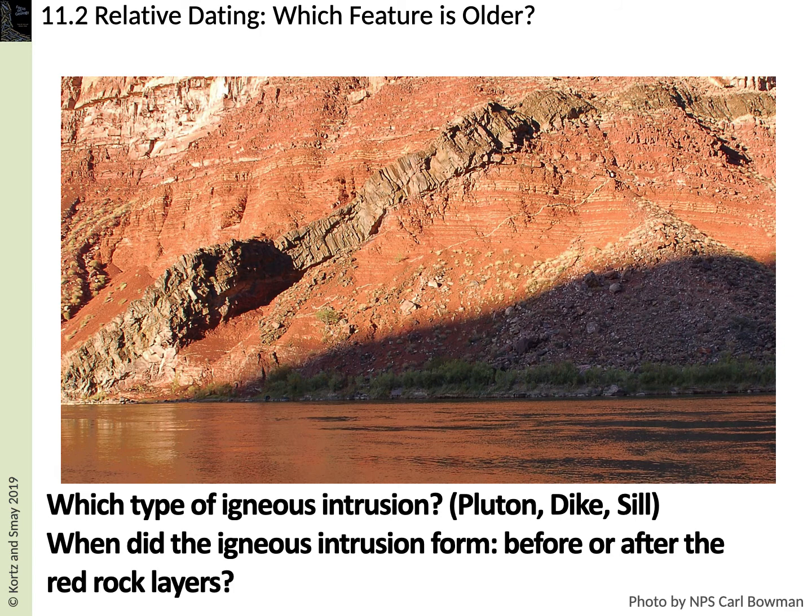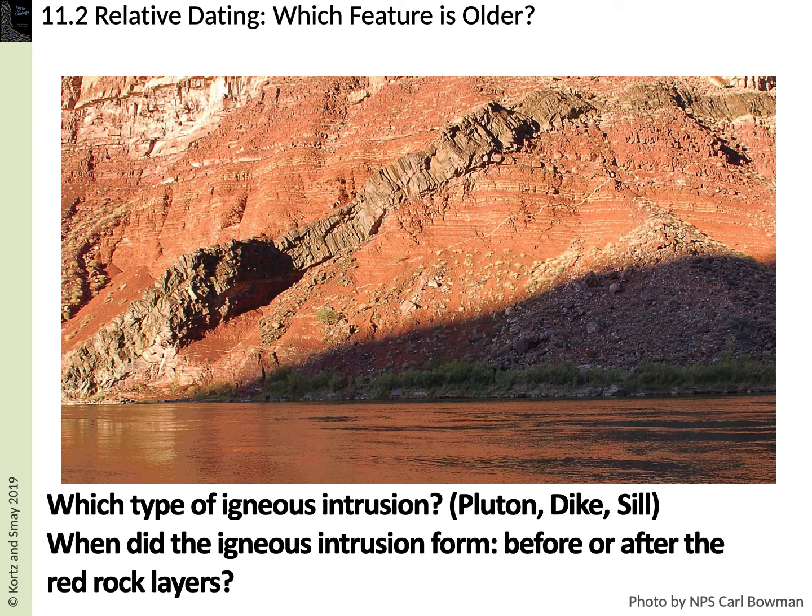Here is another image from your textbook, which has an example for you to practice: which type of igneous intrusion is shown here? Hopefully you can see the reddish rock layers, and then going across them from the lower left to the upper right, there's a brownish color rock. It definitely looks different. That's the igneous intrusion.